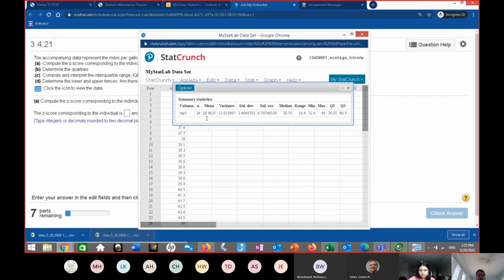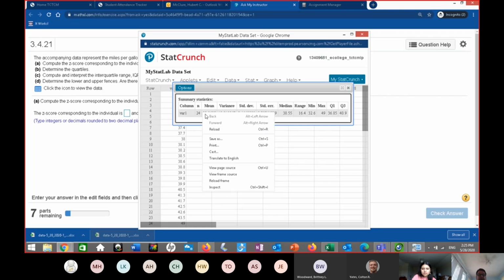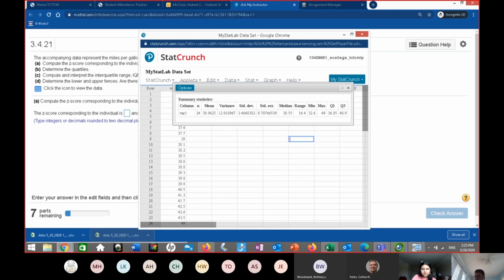Now you need to write this down. Mean is 38.9625, and the standard deviation is 3.46683, blah, blah, blah. And I bet I won't be able to copy those. Let me see if I can copy them. Nope, I cannot. So I've got to write it down.